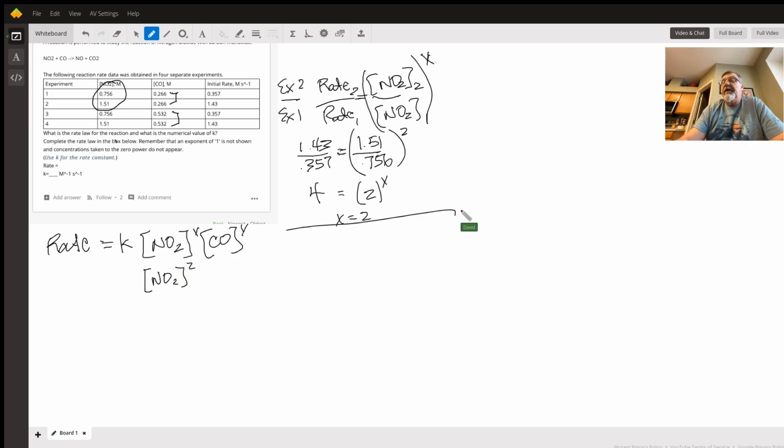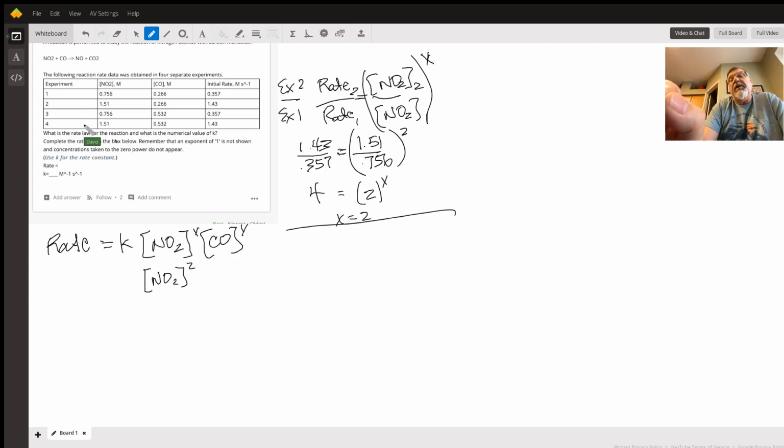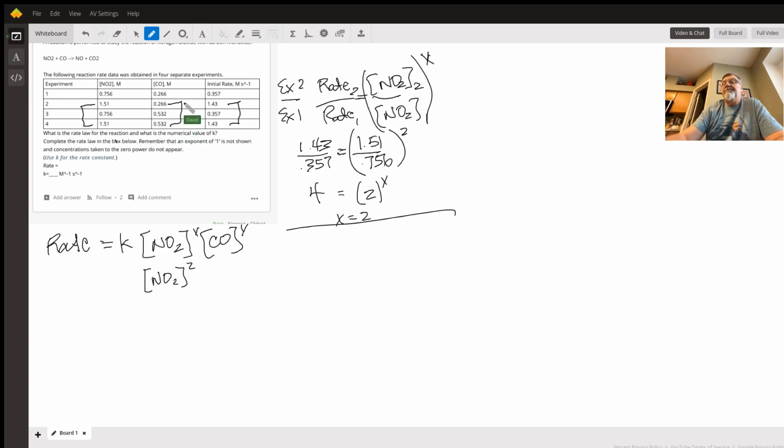We're going to do the same thing again for the carbon monoxide. So I'm going to look for two reactions where the nitrogen dioxide has been kept constant. The author here made them a little bit tricky. They put one in reaction 2 and another one in reaction 4. So I could use those two, and I am going to use these two reaction rates. So I'm going to use those values for my carbon monoxide.